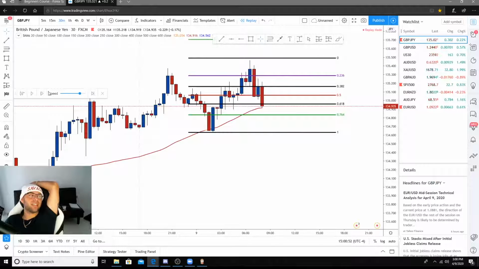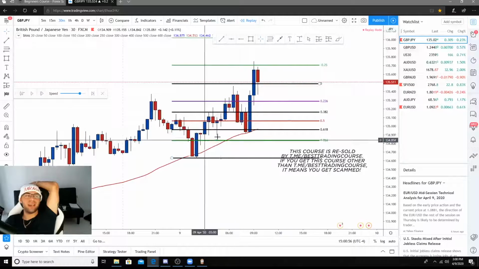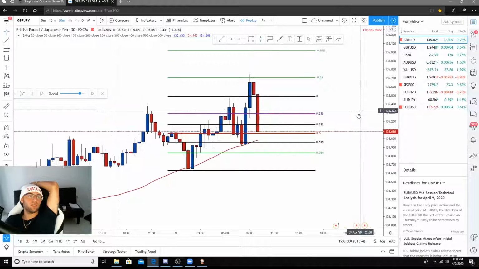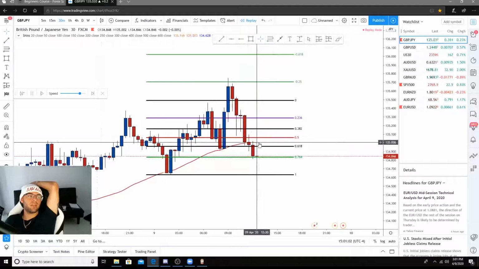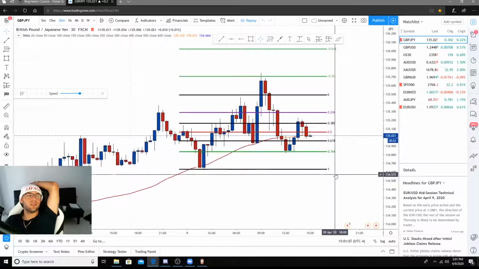It came and retested it on the 30-minute. And as you guys can see, boom, it held like a form of support. And boom, trade, came back down. And boom, came back up. And that was it for the day.